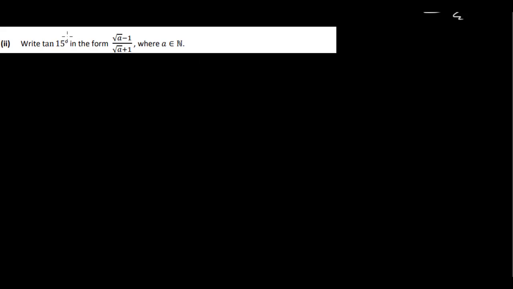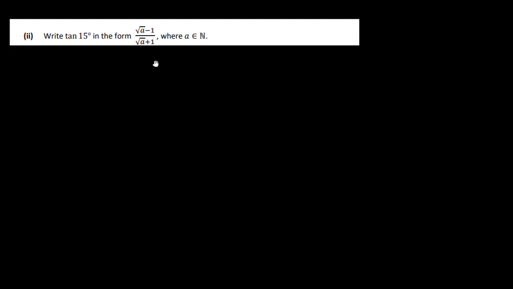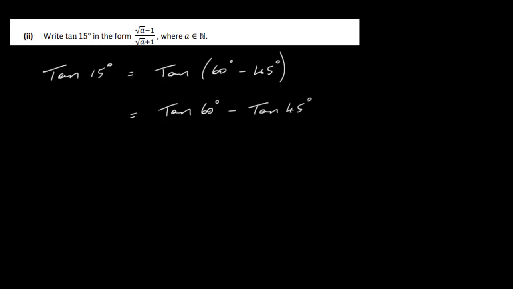Okay, so let's move on then to part 2 of question A. Write tan 15 degrees in the form root A minus 1 over root A plus 1, where A is a natural number. We're probably going to be using what we've just done. So let's have a look. Tan of 15 degrees is just going to be equal to the tan of 60 degrees minus 45 degrees. Now, this is tan A minus B, which is what we've just done. So that's going to be tan of A, which is 60 degrees, minus tan B, which is 45 degrees, divided by 1 plus tan A times tan B.